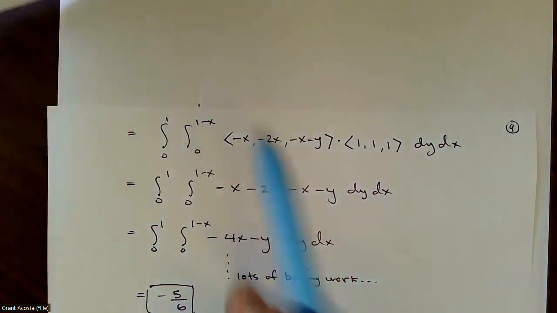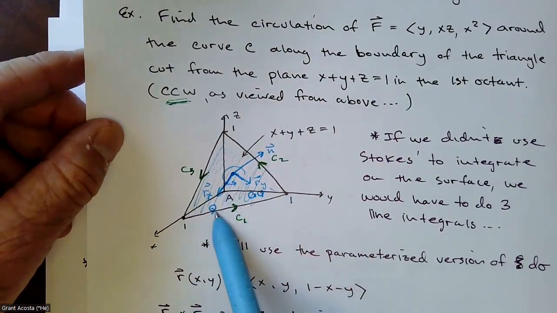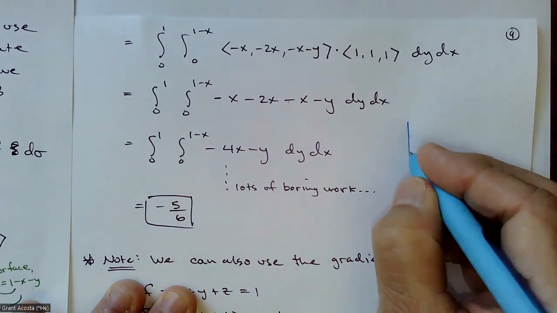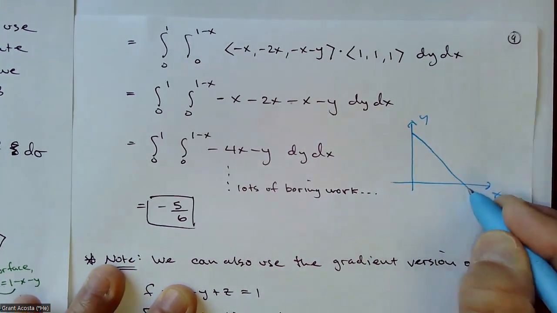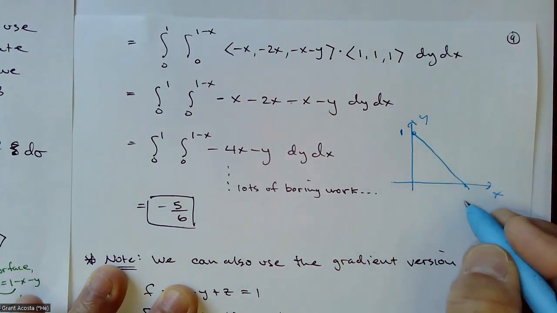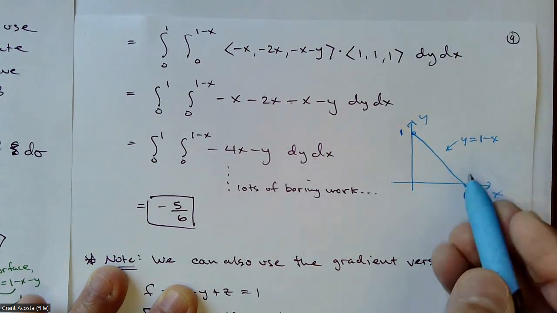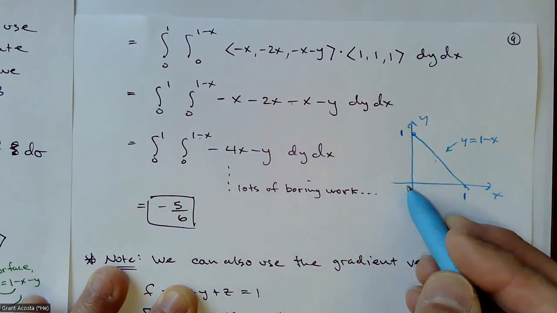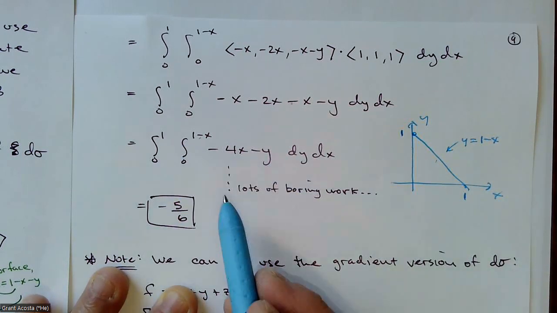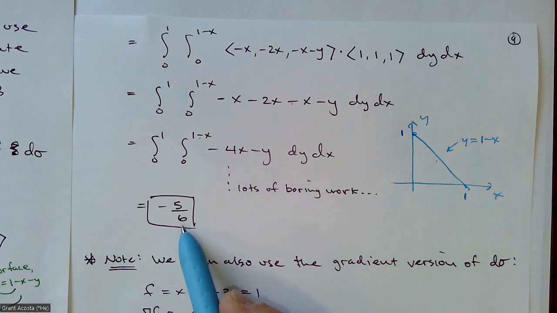Okay, now, how do I get the area? Remember that you're integrating in the xy plane, which would be this triangle here. So if I drew a little mini version of that in the xy plane, this was intersecting the y-axis at 1, the x-axis at 1. So this equation is just y equals 1 minus x. So y varies from 1 minus x to 0 as long as x is between 0 and 1. And if you work out that integral, lots of boring work, you end up with negative 5/6.